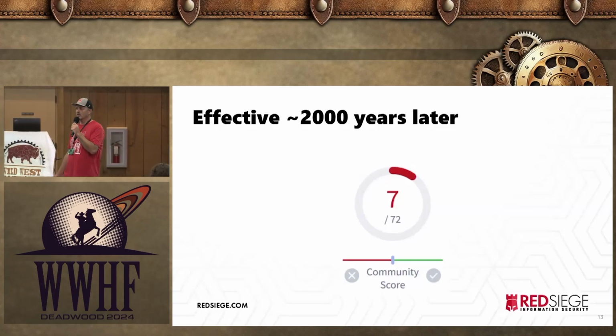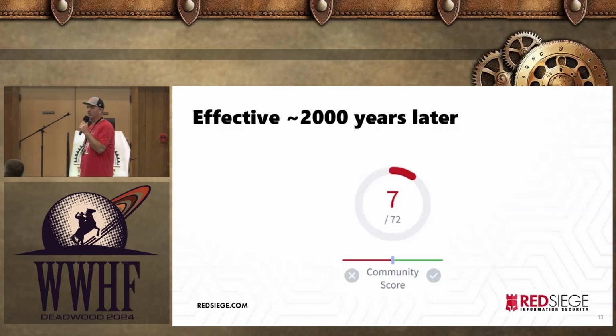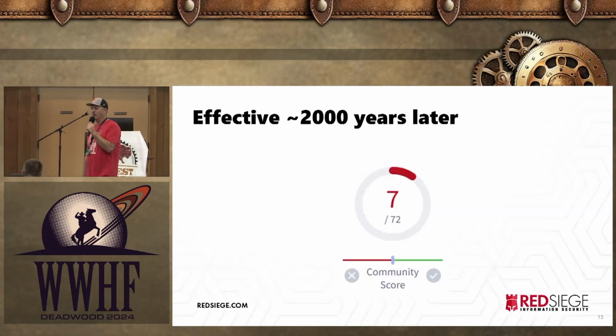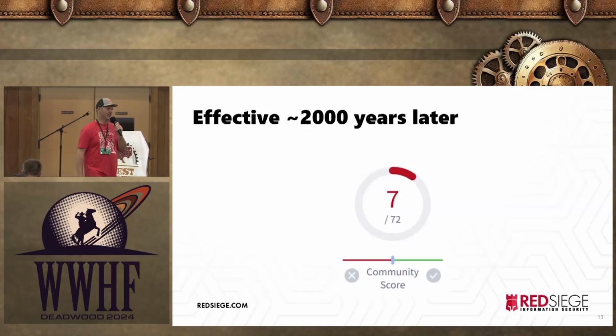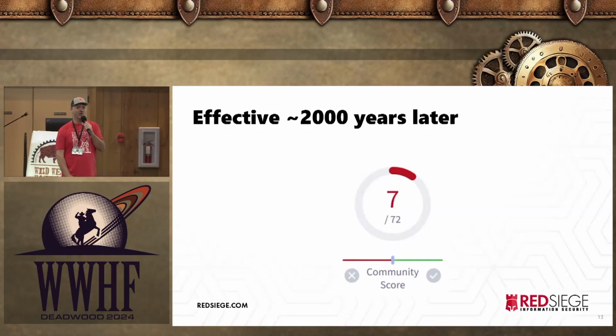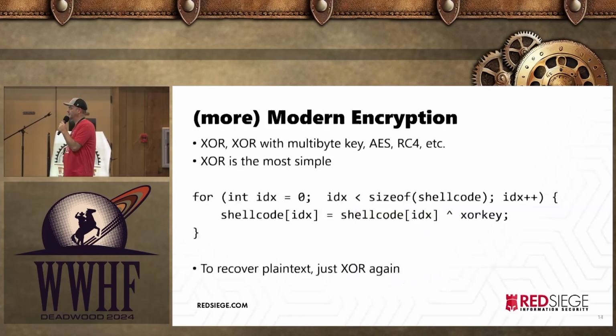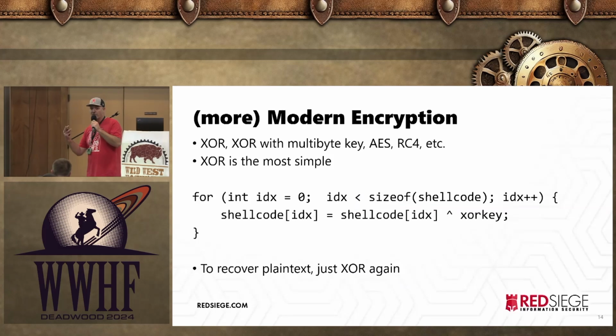7 of 72. This encryption routine has been around since well before computers were ever invented, from the time of Julius Caesar, where it gets the name the Caesar cipher. And only 7 of 72 engines detected that. That's kind of sad. So we could have more modern encryption.